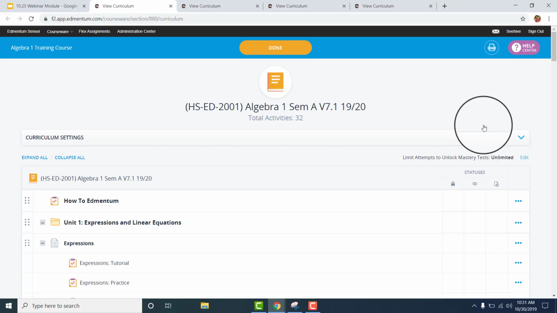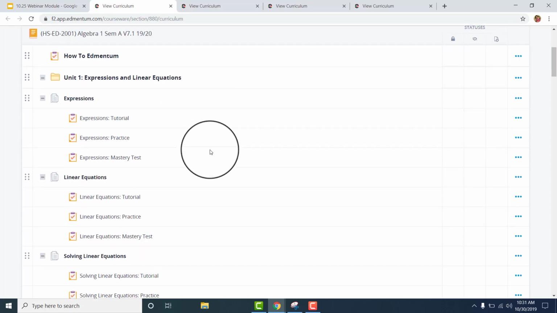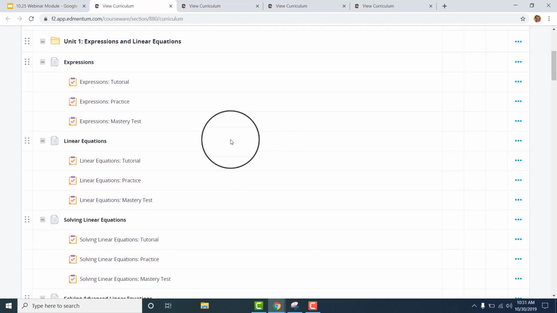As you can see, we have Algebra 1 Semester A here, and this is version 7. This is the most up-to-date version that Edmentum has released. As we go through, I will show you the differences in modules within these courses.